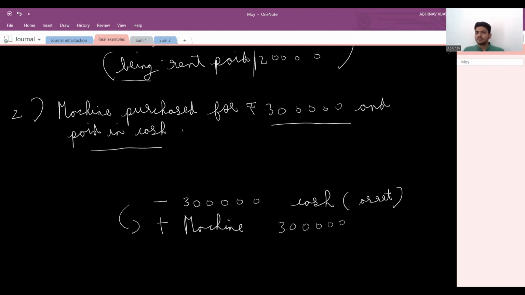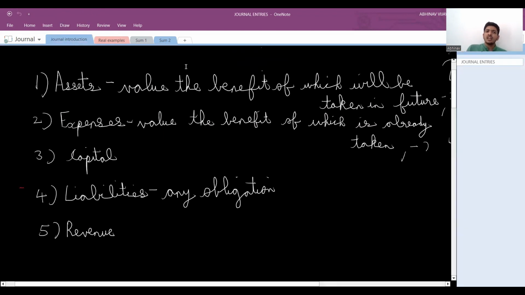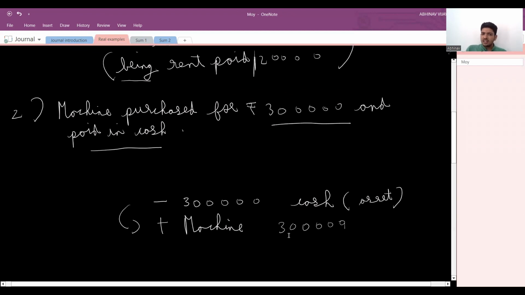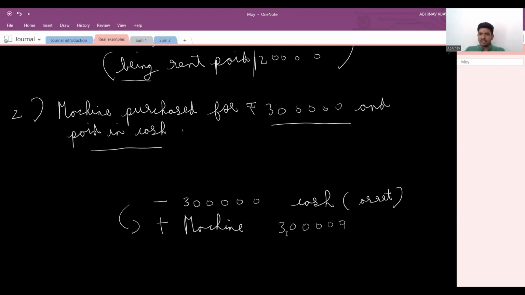Now, what is the machinery? Go back to our definition. Asset: value, the benefit of which will be taken in the future. Machinery, the value is this. Can machinery benefit be taken in the future? Yes. Always check like this. Always check with the definitions. You'll be able to solve every sum. So as per the definition mentioned above, machinery is a value, the benefit of which will be taken in the future. So this is the reason.